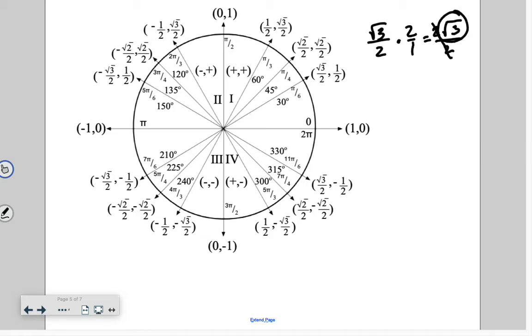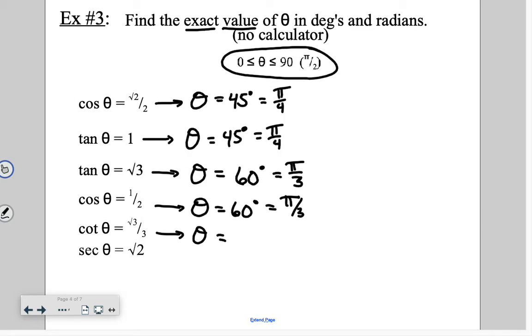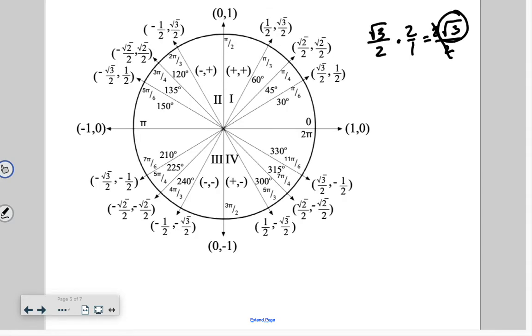Is that what I wanted? Nope, unfortunately, so it's not 30 degrees. What do we think? What's your next best guess? 60. Okay, let's try 60 degrees. Let's see what happens.